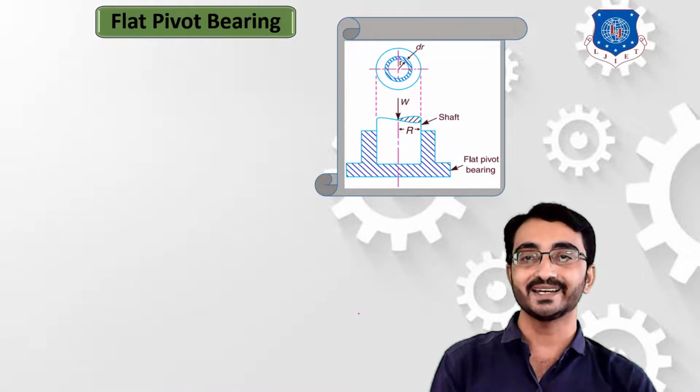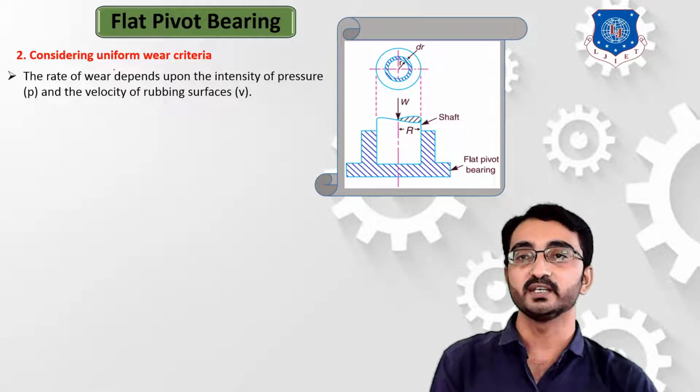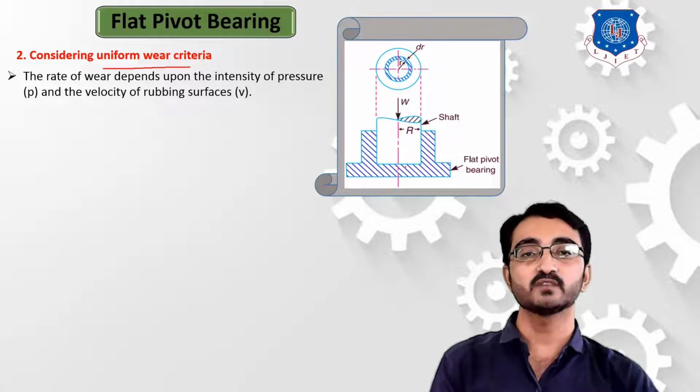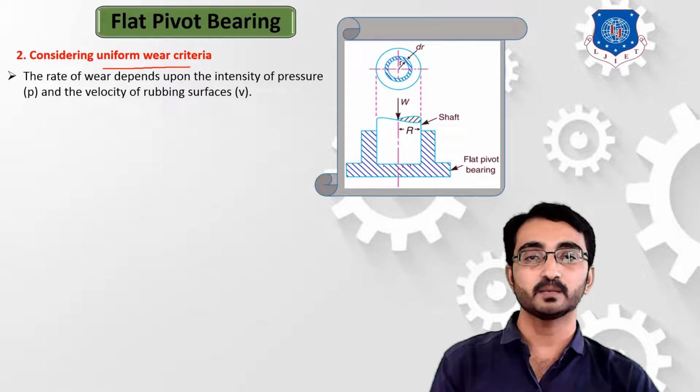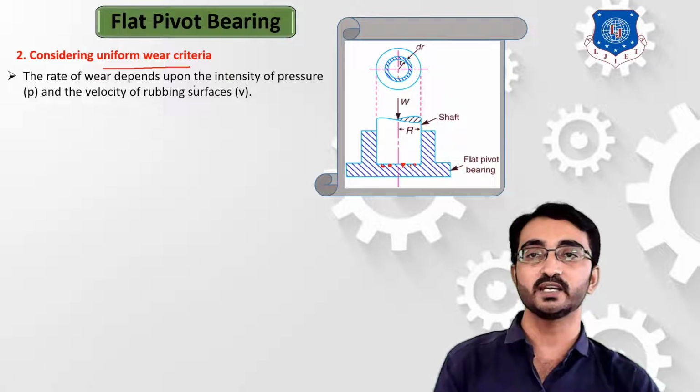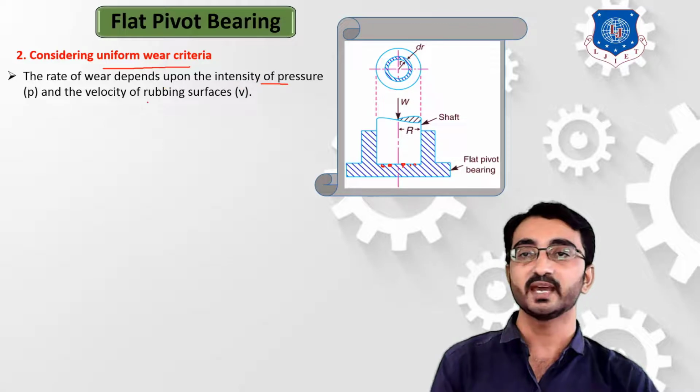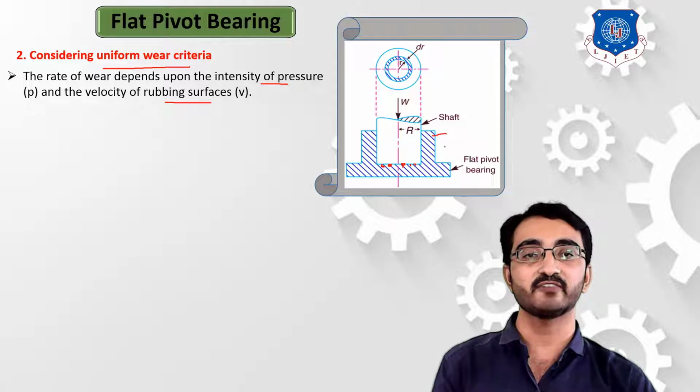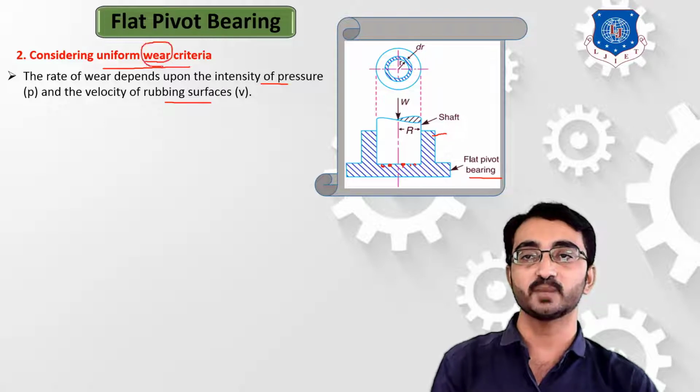Okay, now the second criteria, that is the uniform wear theory. In uniform wear theory we have assumed that after certain use of this bearing, particles are removed from the contact surface. So that's why we cannot consider uniform pressure. Now this wear totally depends upon the intensity of pressure and the velocity of rubbing, that is, with how much velocity the rubbing is occurring between the shaft and the bearing surface. So we can consider that wear is always proportional to the intensity of pressure, and velocity again depends upon the radius of this shaft.